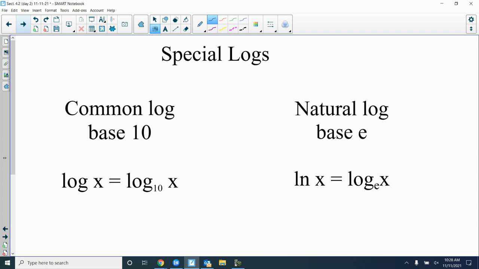And from here on out, you should not write base 10. Like, don't write the 10. I just write it as log of whatever. Base e is natural log, which will now be referred to as ln of x. That is equivalent to log base e of x. But from here on out, you will just say ln.